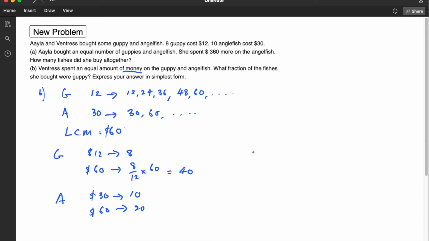Right, so the question asks for the fraction of the fishes that are guppy. So the fraction is simply 40 for the guppies, divided by 40 plus 20 for the total number of fishes. Right, if you were to simplify this, you're going to get 2 over 3.